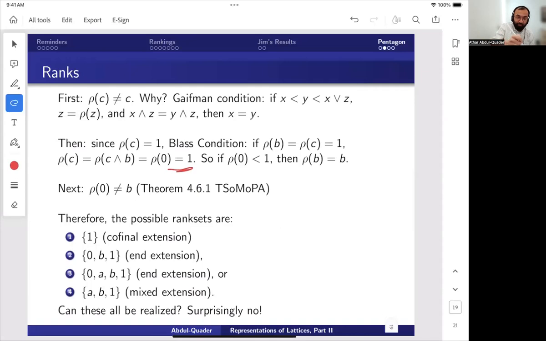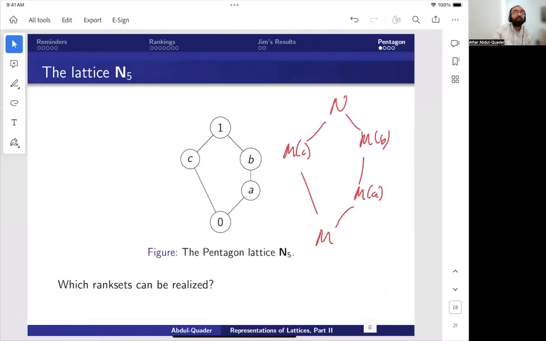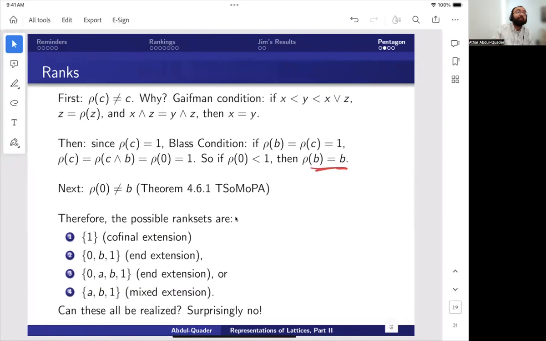What if that doesn't happen? What if it's not a cofinal extension? Well, if that doesn't happen, then rho of B is not going to be equal to 1. It must be the case that rho of B is equal to itself. Why is that? If you go back to the lattice and you look at this picture, the rank has to be at least itself. So if it's not 1, it's going to be itself. It's going to be B.